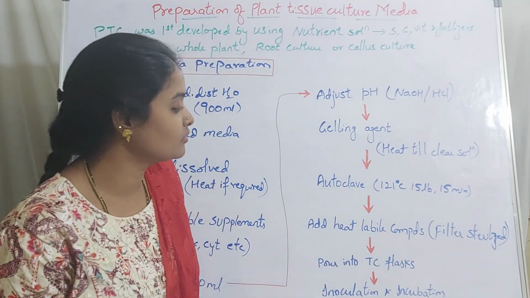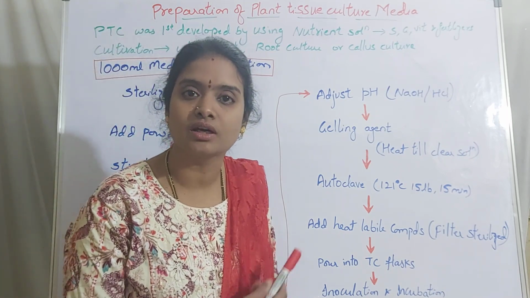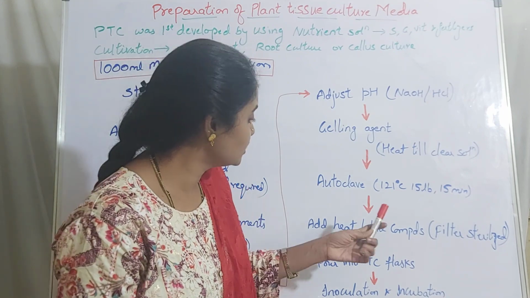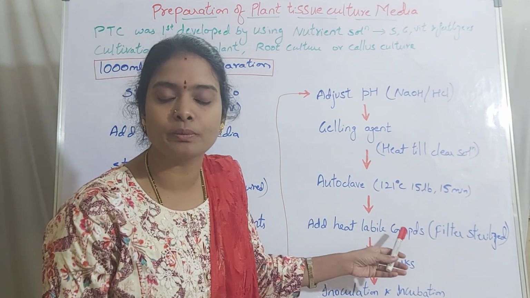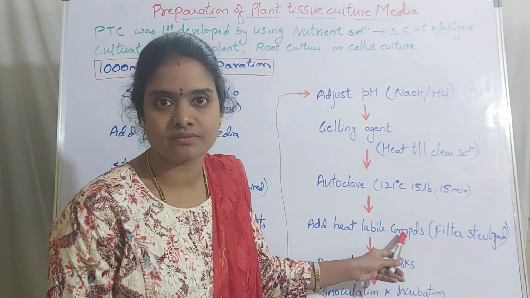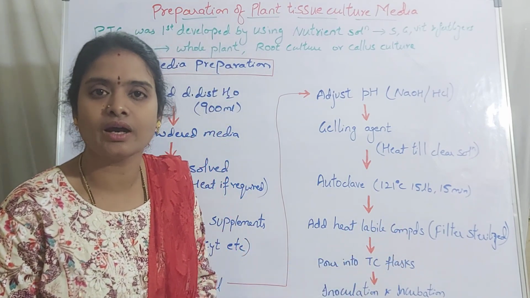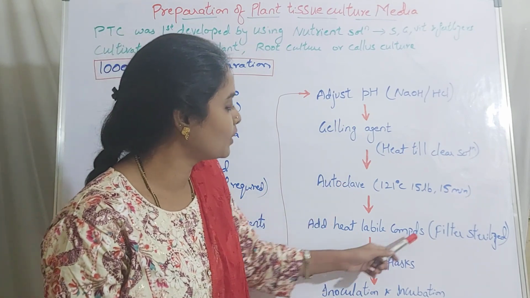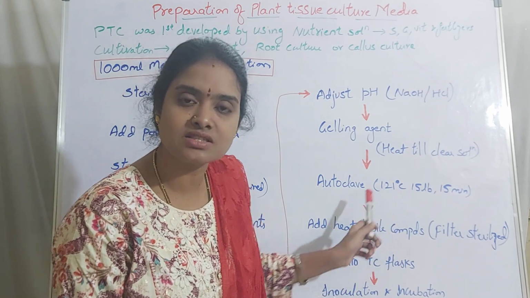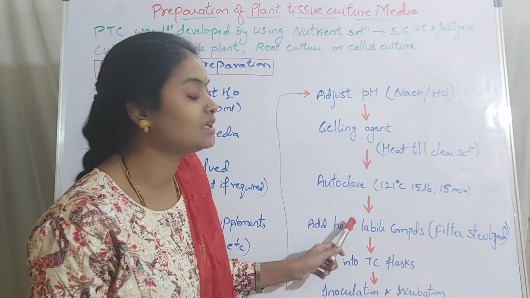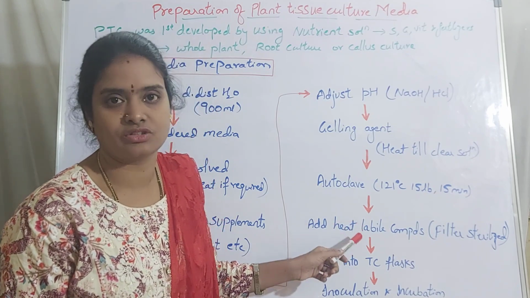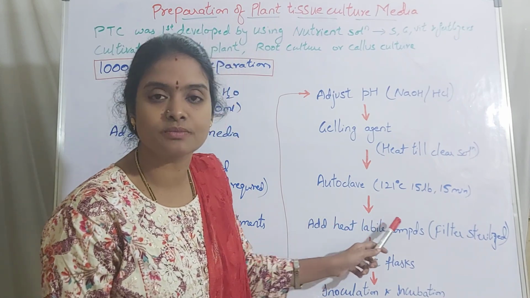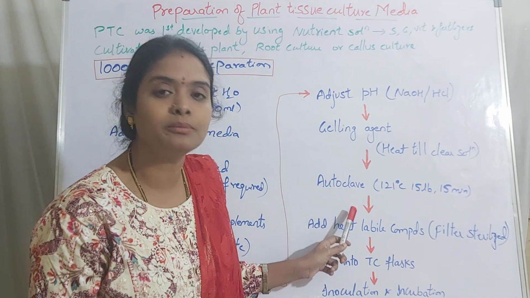In the last class we discussed that you add either coconut milk or tomato juice, orange juice or yeast extract or anything. These are heat labile compounds, that means they are heat sensitive compounds. They get denatured at high temperatures. If you add them before and then autoclave, the proteins or heat sensitive compounds present in the media will be denatured and lose their activity. So to avoid that, the heat labile compounds must be added after autoclaving of the media.